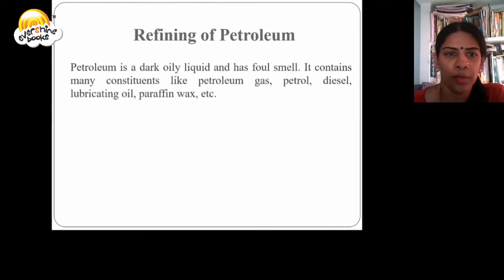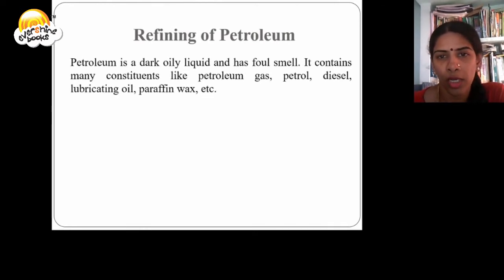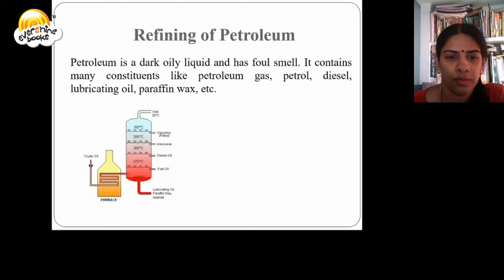Refining of petroleum. Petroleum is a dark oily liquid which has a foul smell. It contains many constituents like petroleum gas, petrol, diesel, lubricating oil, paraffin wax, etc. This is a method of refining petroleum.